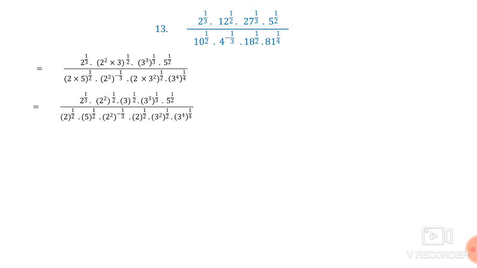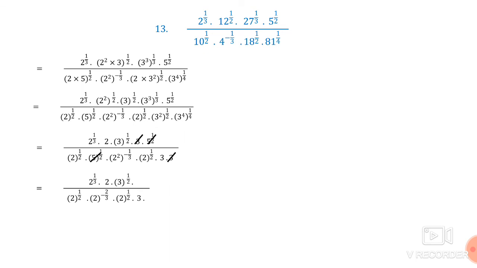Now we have exponent over exponent. We will multiply those exponents. This 2 and 2 will be cancelled out. Here this 3 and 3 will be cancelled out. And here this 3 and 3 will be cancelled out, and this 4 and 4 will be cancelled out. We are left with these terms. Here we can see that this 3 and this 3 can be cancelled out, and this 5 exponent 1 upon 2, 5 exponent 1 upon 2 can be cancelled out. We are left with only these terms.